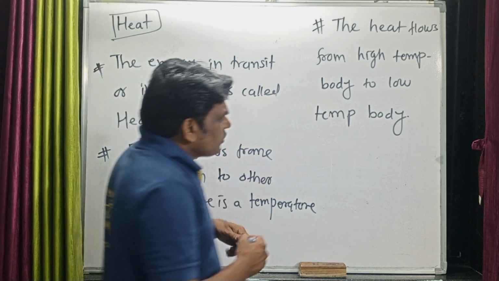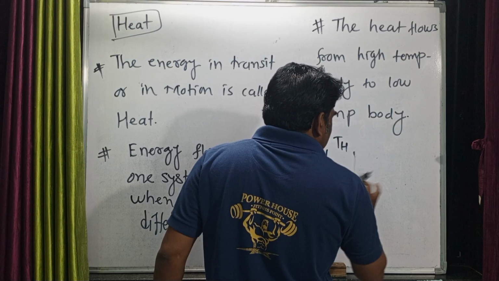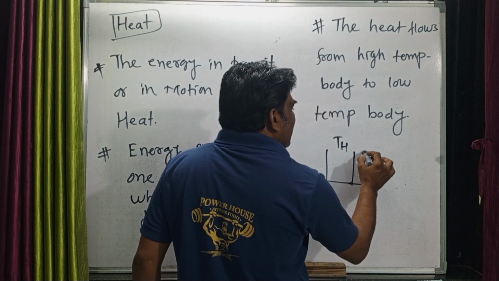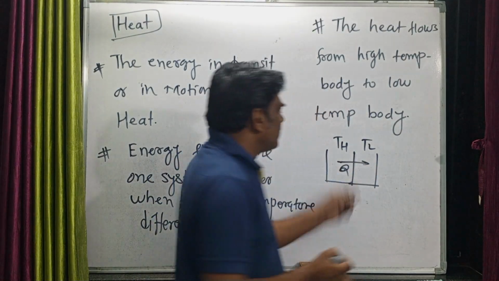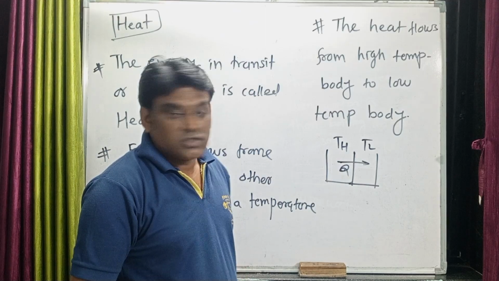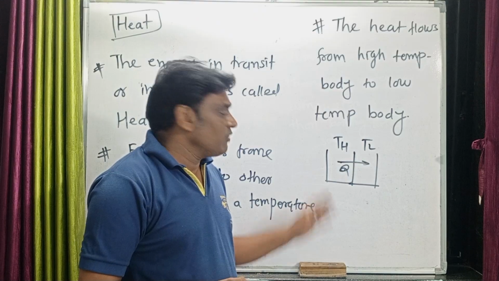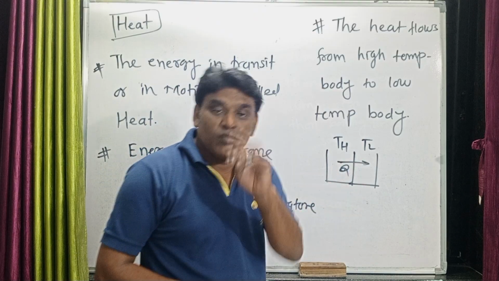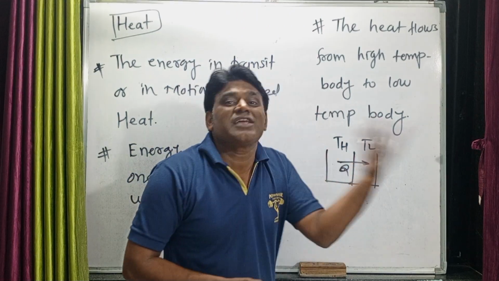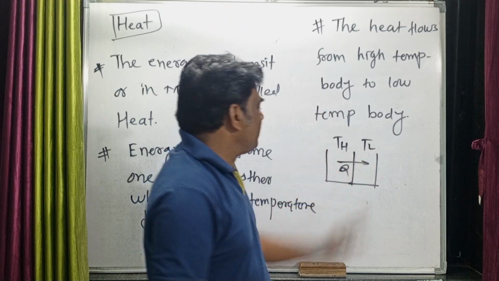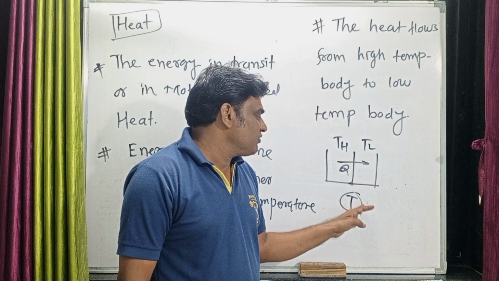Suppose this is one system at high temperature, and another system at low temperature is in contact with it. What will happen? Heat will get transferred from high temperature to low temperature, and it will continue till the temperature of these two becomes equal. The temperature of the hot body decreases and the temperature of the cold body increases, and they will have a common temperature T. This temperature T will be less than TH and more than TL.